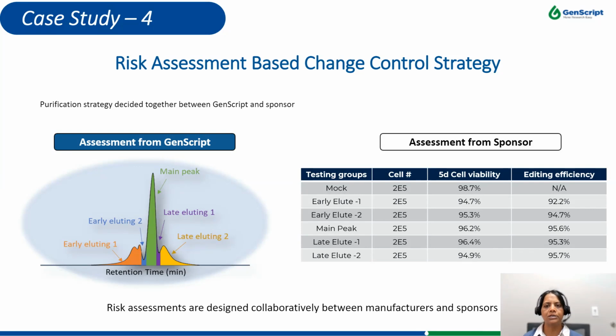And they evaluated the cell viability and editing efficiency. Based on the data, we confirmed that the early eluent was less favorable in the purification process. As a result, we adjusted our purification protocol, particularly the mobile phase and the gradient, to reduce or eliminate the early eluent.